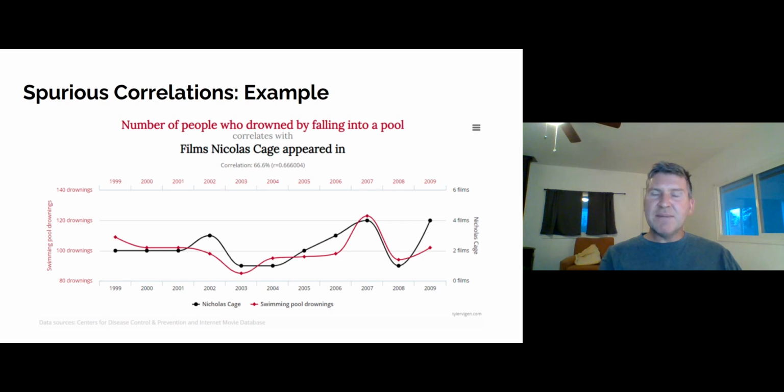Really, these types of examples show the danger of assuming that one is related to the other when all they are is correlated.